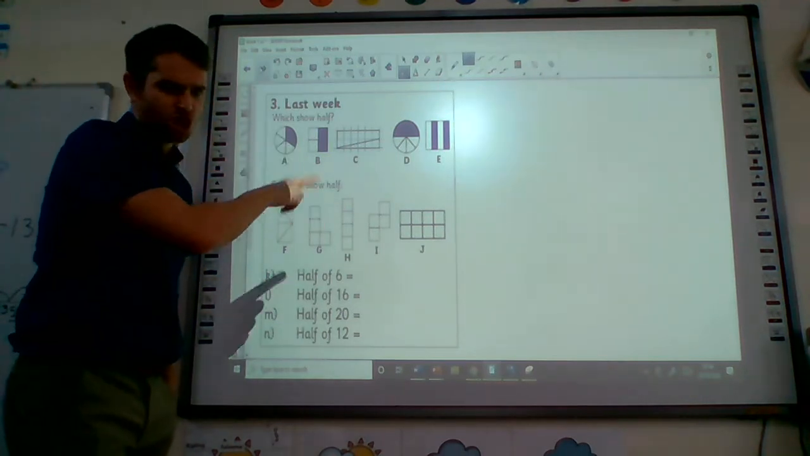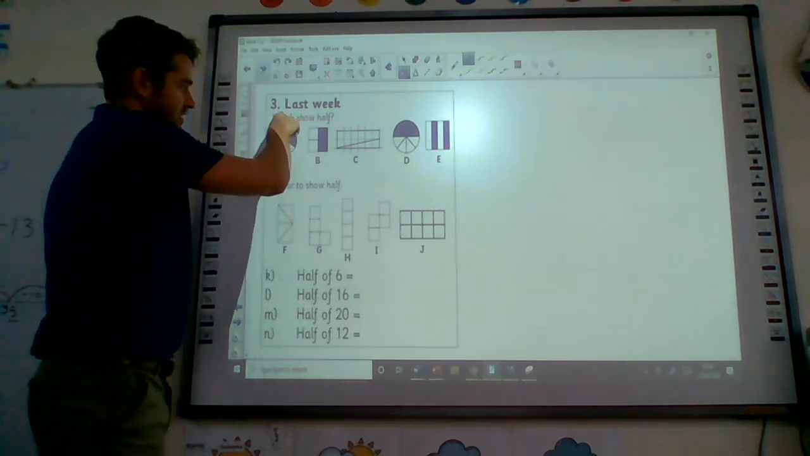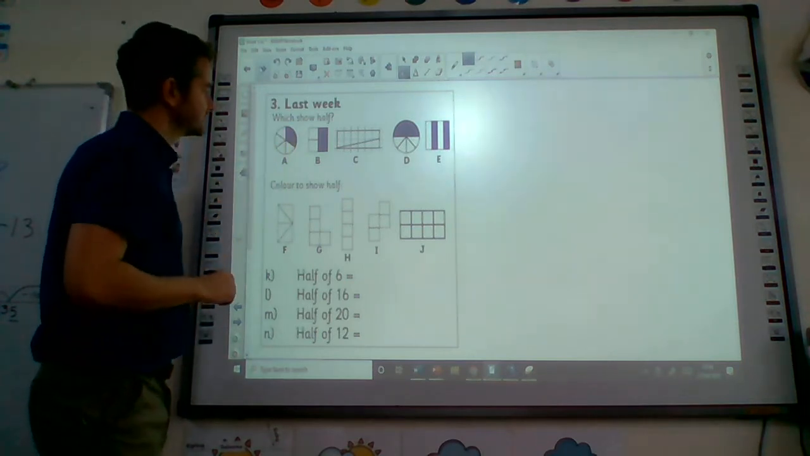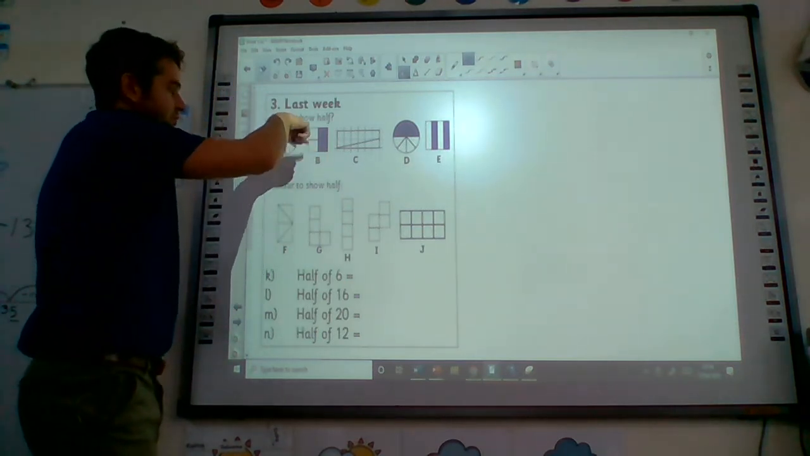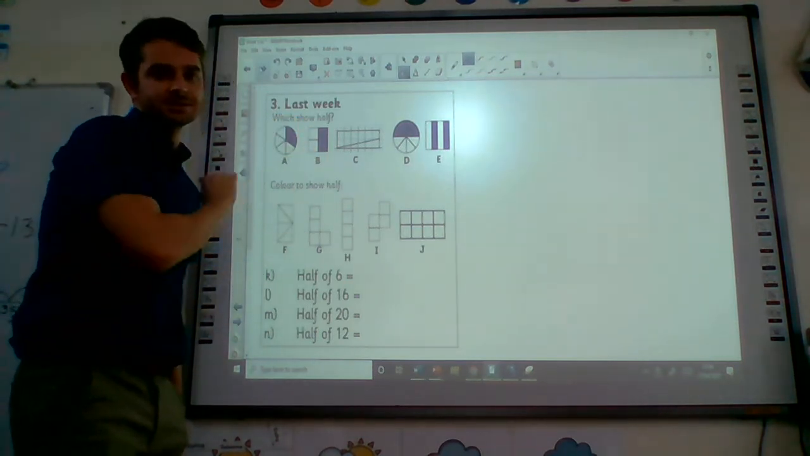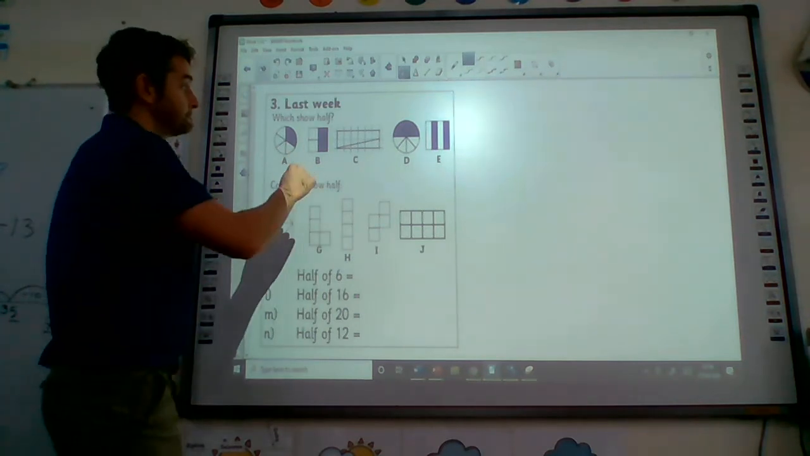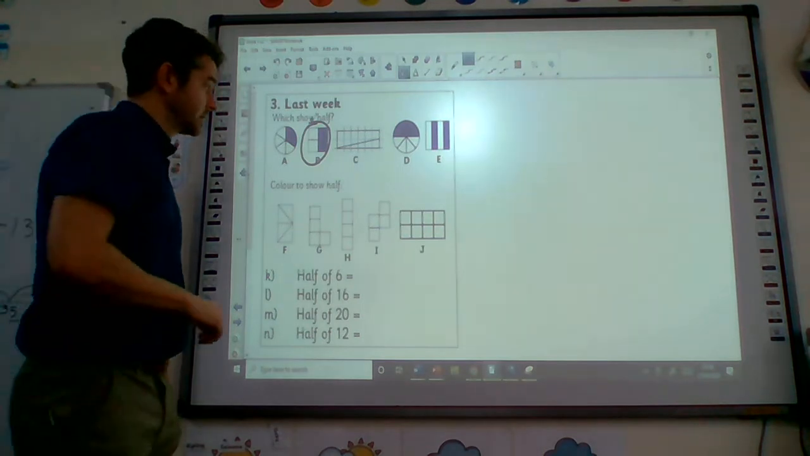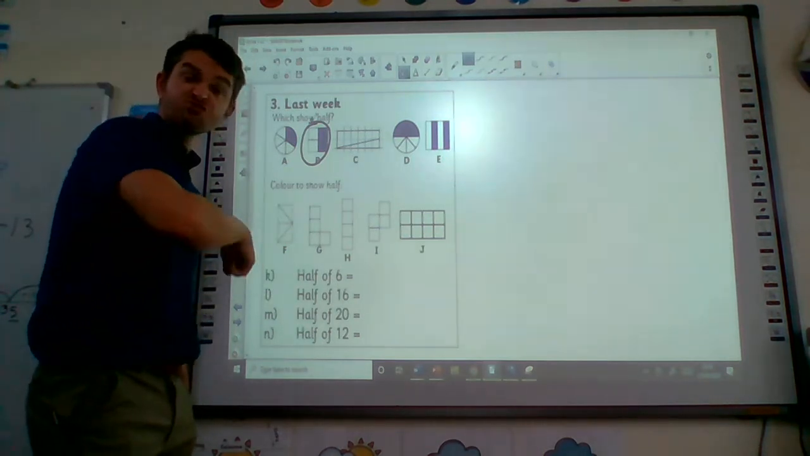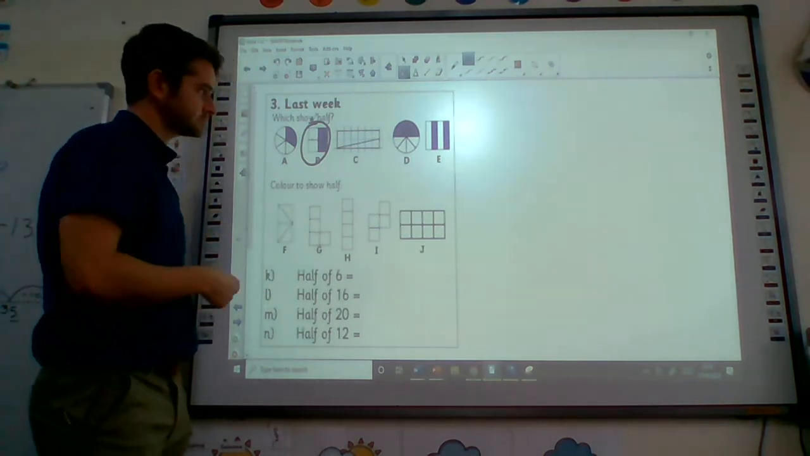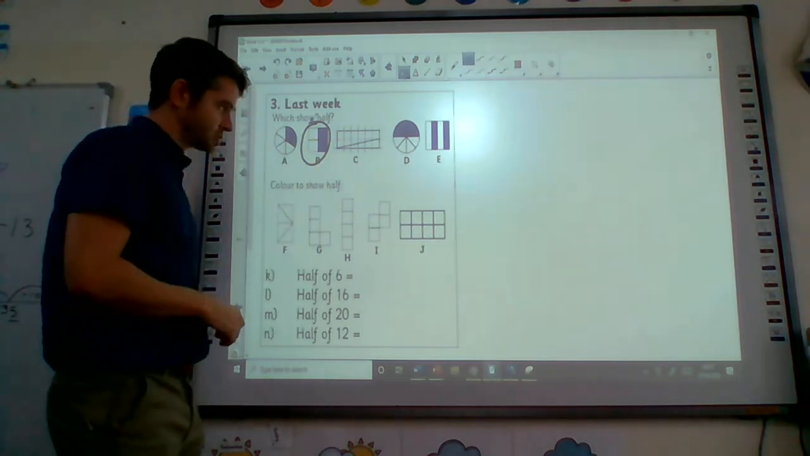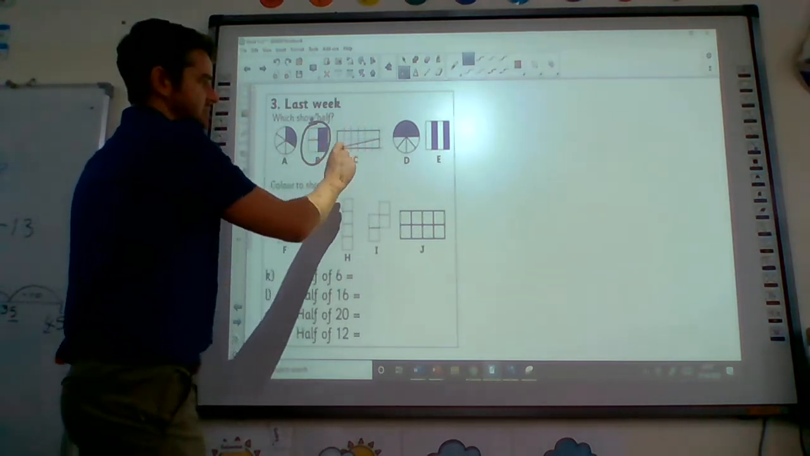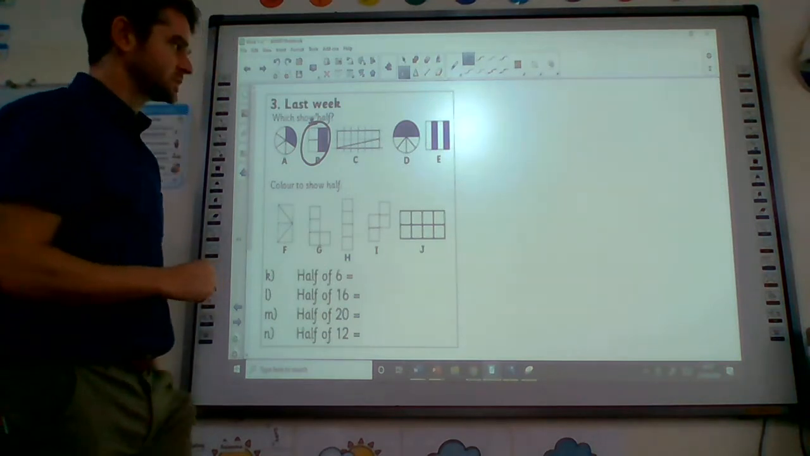A does not show half. We've only got 2 parts coloured in that are white and blue, and 4 that are coloured in white. Not half, they are not equal. B does show half. I can circle B. If I'm doing it in my maths book, I could just write B. C does not show half. The top section is bigger than the small triangle bottom section.